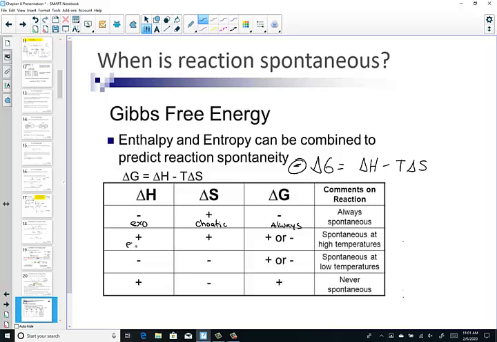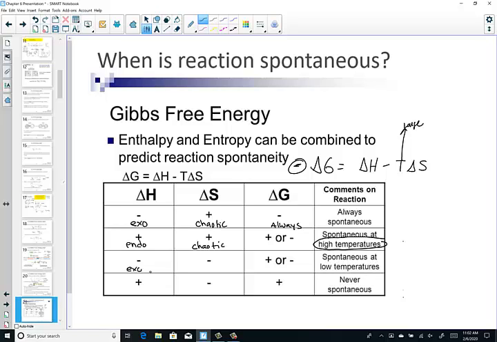However, what if we have an endothermic, but the system is becoming more chaotic? So that is a favorable entropy. What type of temperatures would we need to promote a high value to get delta G to be negative? We got to have a really high temperature. This number has to be very large so that I can overcome an endothermic process.